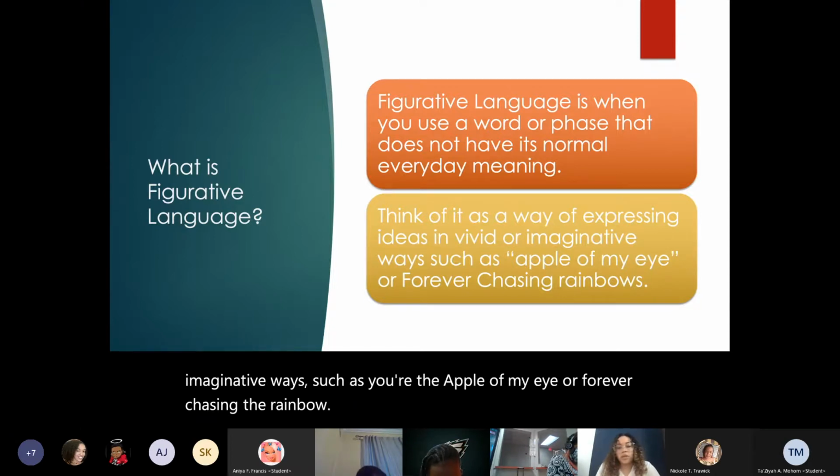Now, what we're going to do is I'm going to show you a quick video on what figurative language is. And then we're going to go into some examples, and then we're going to play a game.